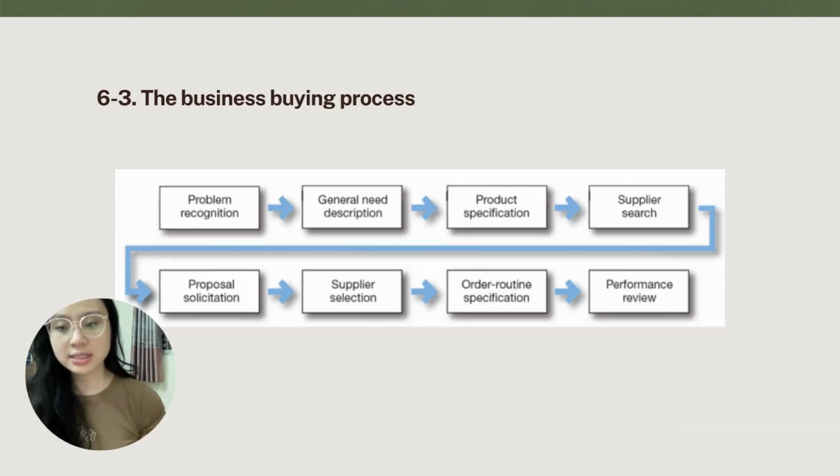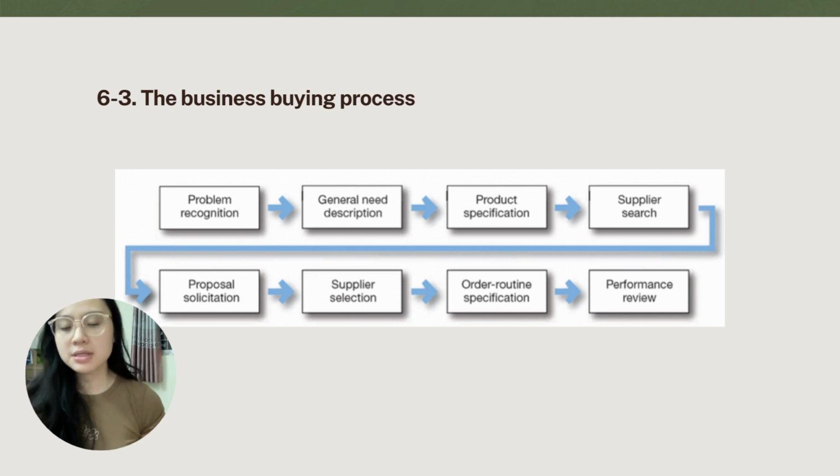And next is the process of business buying. The first step is problem recognition. Someone in the company recognizes a problem or need that can be met by acquiring a good or service. The next step is general need description, the stage in the business buying process in which a buyer describes the general characteristics and quantity of a needed item.